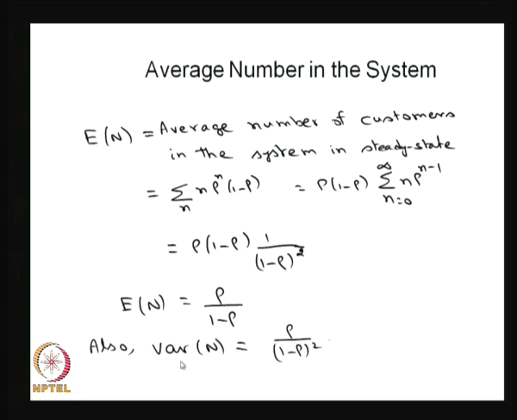And also one can get the variance of the number of customers in the system. For that you have to find E of n square, then using that formula you can get the variance of n also. So, here we are getting the mean and variance of the number of customers in the system in steady state.